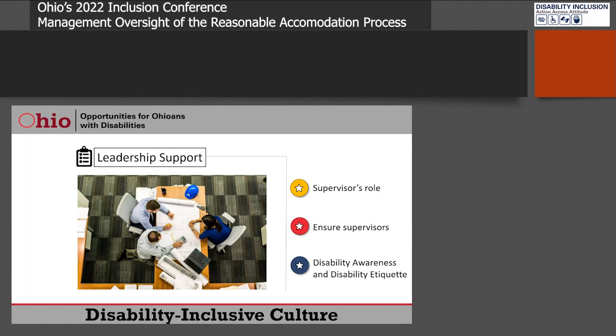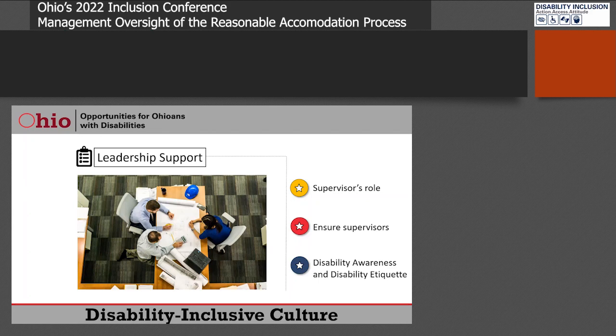Our disability etiquette training defines disability, includes practical examples of respectful interactions with people with disabilities, and addresses proper language usage. We can provide this training in person or virtually, and we have an on-demand version available on our website. We also created disability etiquette and awareness training that is available for all state employees through Ohio Learn, which some agencies use as part of their onboarding training for all new employees and new supervisors. So providing disability etiquette and awareness education is a great first step.